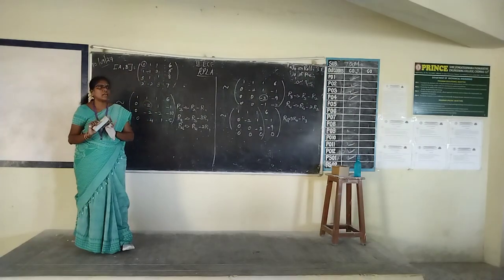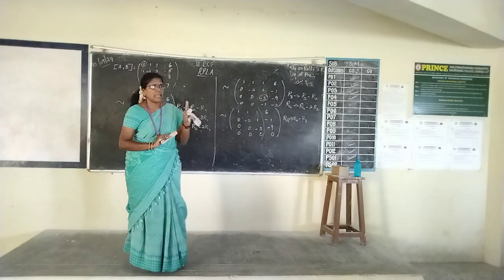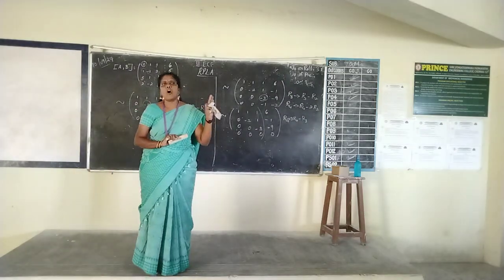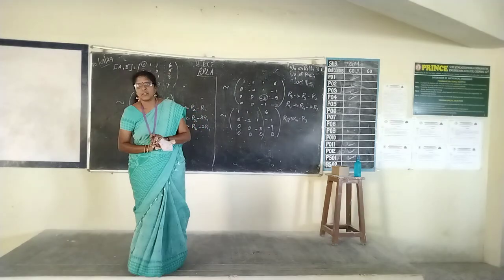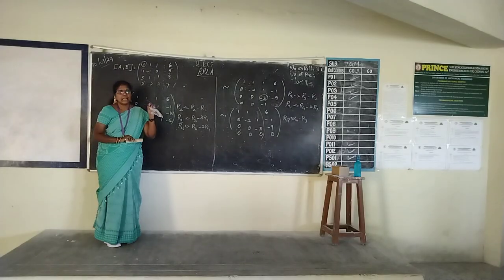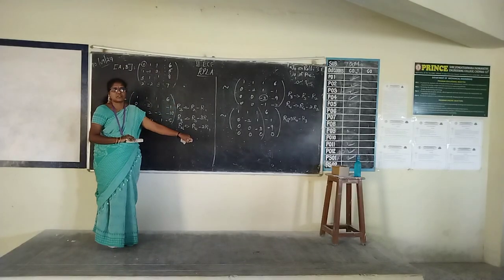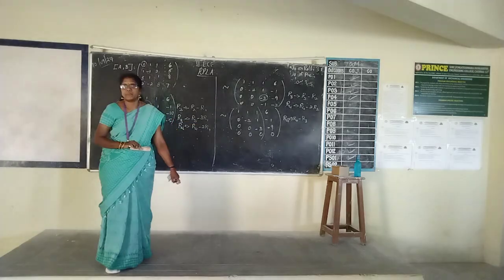How many unknowns are there? 3 unknowns: x, y, z. So all the 3 are equal. So what type of solution will exist? Unique solution. Can you understand now? Yes. And finding the rank is done using the elementary transformations. After this transformation, solving the equations will be easier for us.